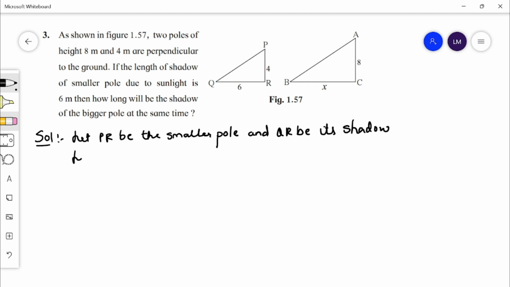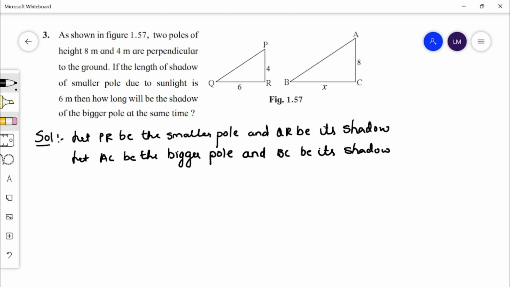Similarly, let AC be the bigger pole and BC be its shadow. Now, both triangles we have to prove similar first. So, in triangle PRQ and triangle ACB, both the angles will be perpendicular, that means angle R and angle C.